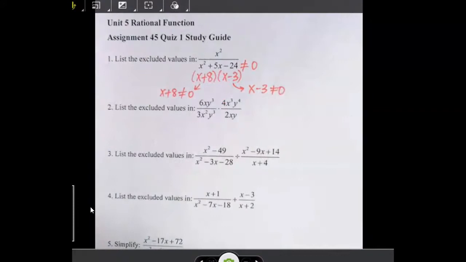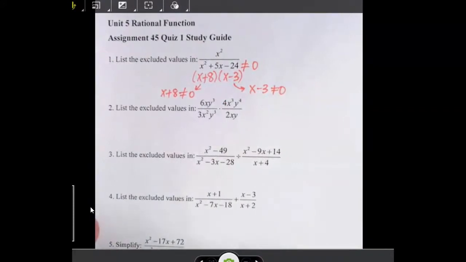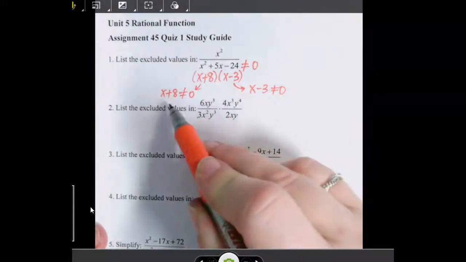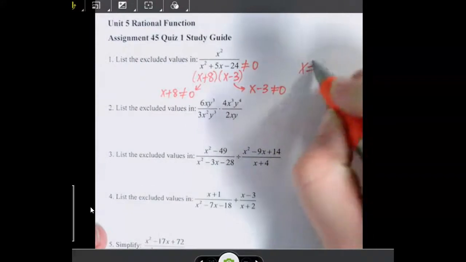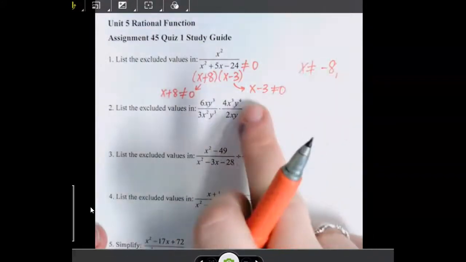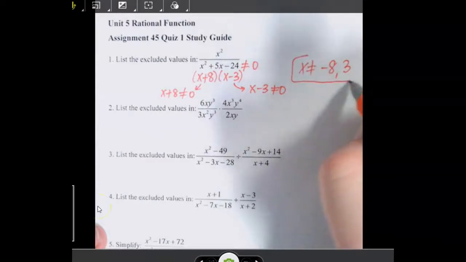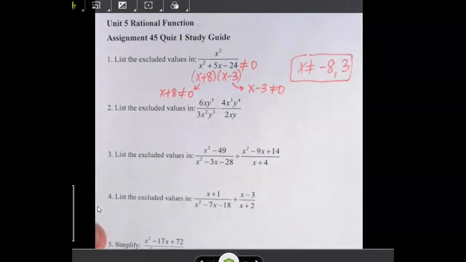It's the same zero product property we use to solve quadratics for their roots. We use it for these excluded values. So if we solve this, x cannot be negative 8. And if we solve this one, we would add 3, x cannot be positive 3. And those are our excluded values, negative 8 and 3.